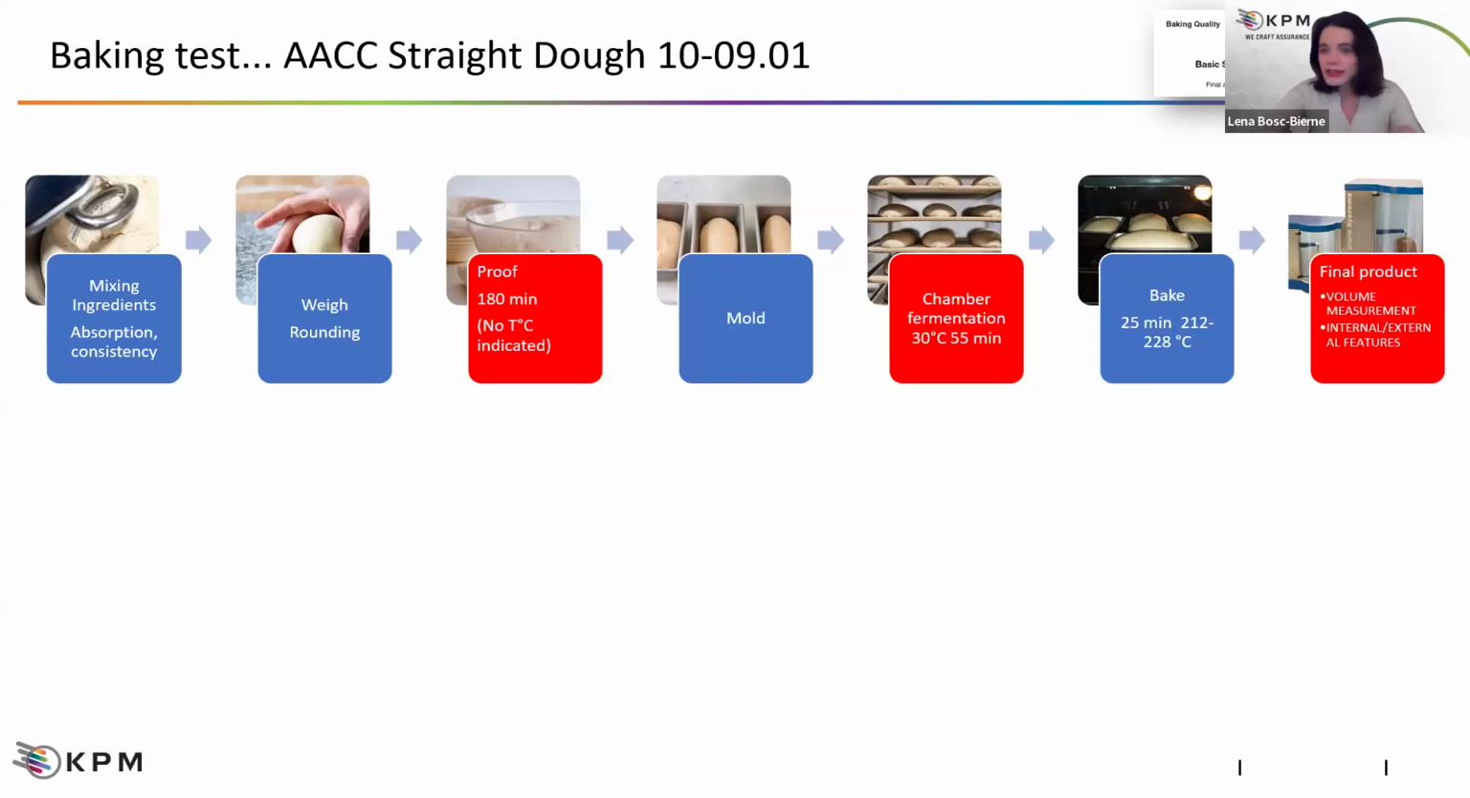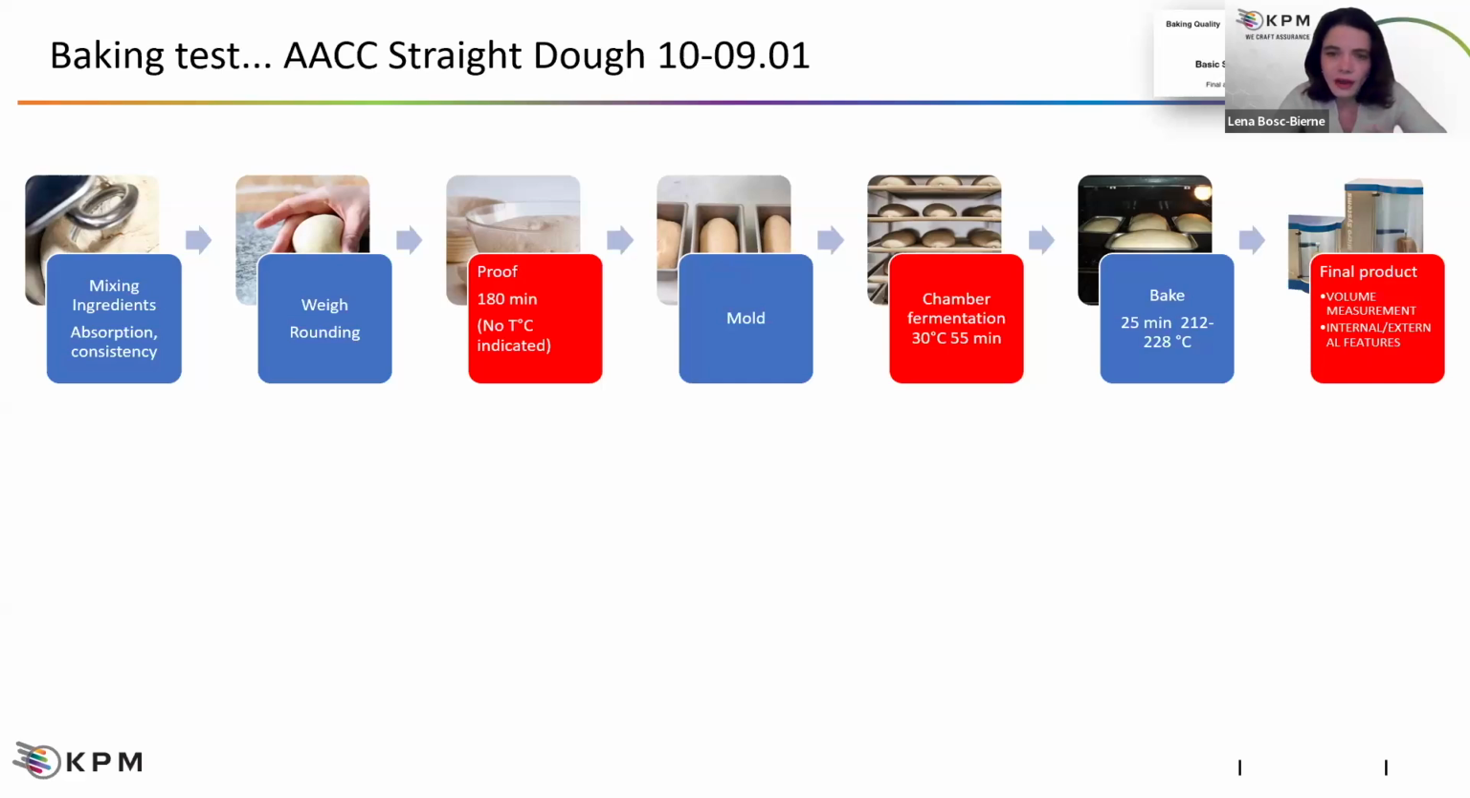Then you will put that in molds. You will again put that in a fermentation chamber for 55 additional minutes at 30 degrees. This time this is indicated. And in the end, you will bake the product and assess the final product characteristics. So volume, but also various parameters such as maybe the color, maybe the height, the roundness, the crumb characteristics and all of that.